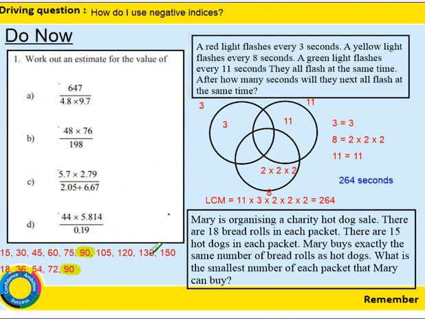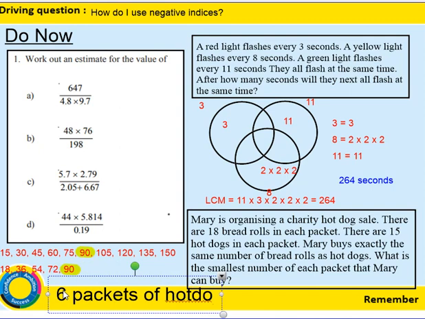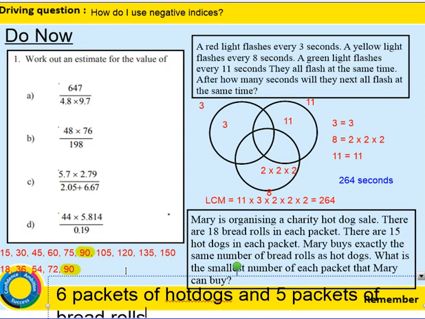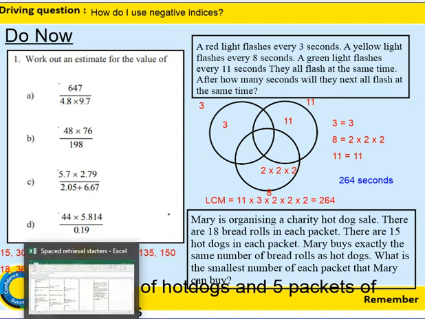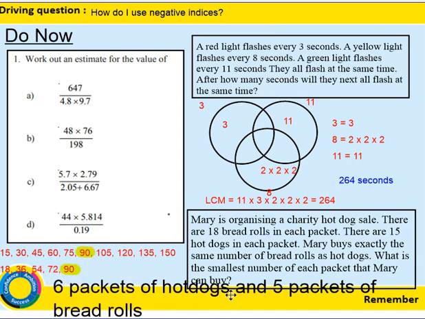So the smallest number of each packet that she can buy, well, she needs 1, 2, 3, 4, 5, 6 packets of bread rolls. No, 6 packets of hot dogs, because they come in packs of 15. And 1, 2, 3, 4, 5 packets of bread rolls. Notice the answer here isn't 90. We're not asking how many hot dogs and bread rolls is needed. We're being asked how many packets are needed.